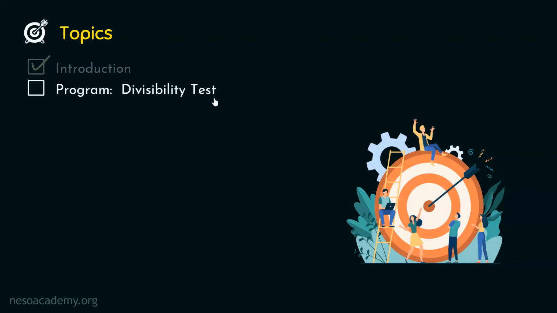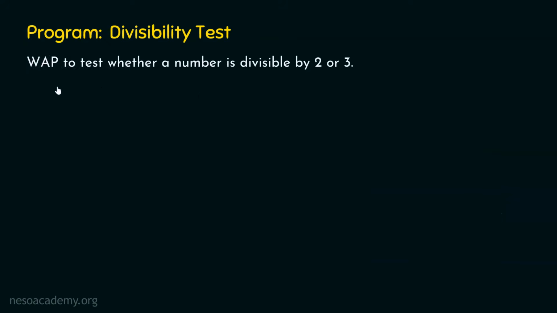Now we will see one program to check the divisibility. We need to write a program to test whether a number is divisible by 2 or 3. So we will check whether a number is divisible by 2 or if it is divisible by 3. First, we need to take a variable and store some value in it, and we'll check the divisibility of the number stored in that variable. Let's say that variable is n. So let's take n equal to 10.